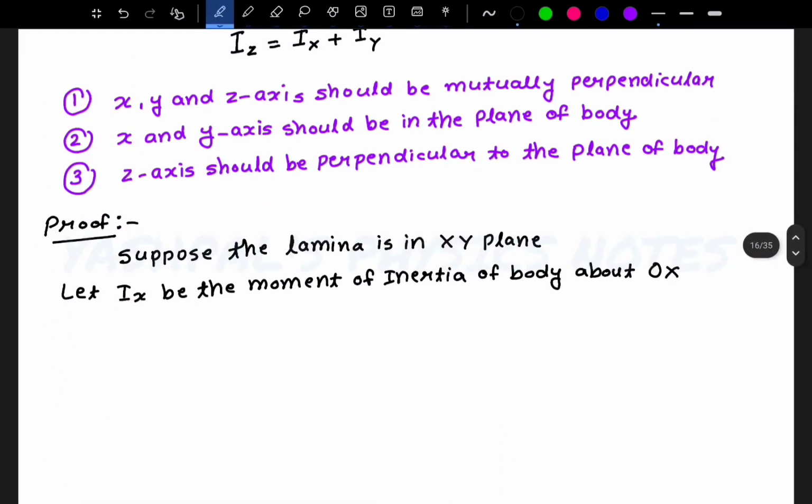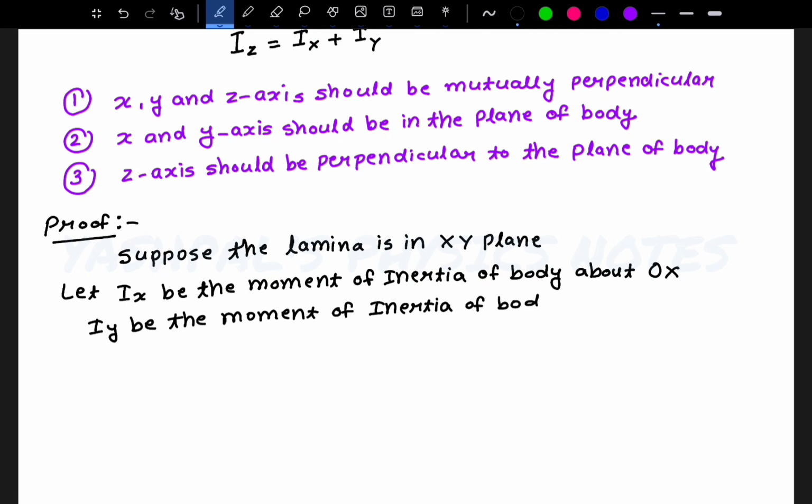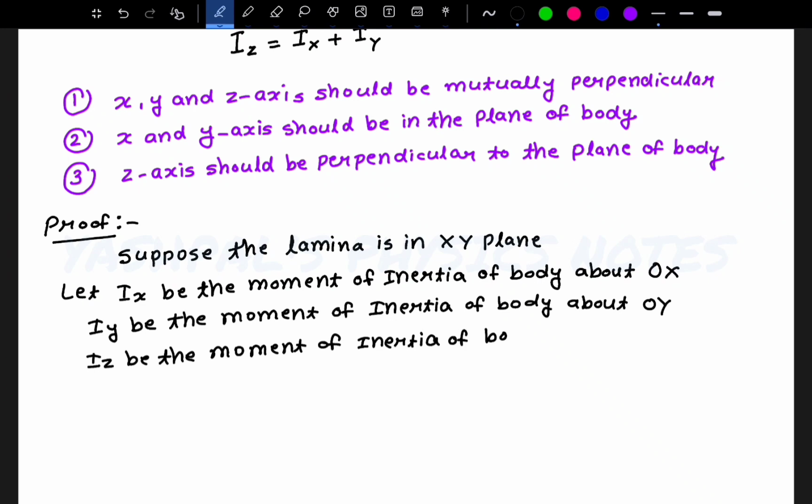Similarly, we can show for Iy and Iz. So Iy be the moment of inertia of body about OY, and similarly Iz be the moment of inertia of body about OZ.